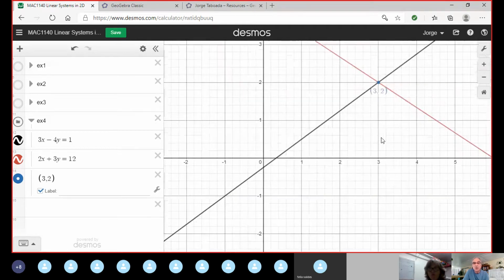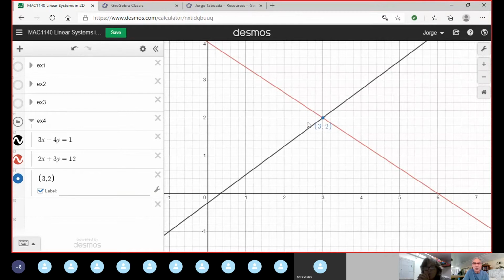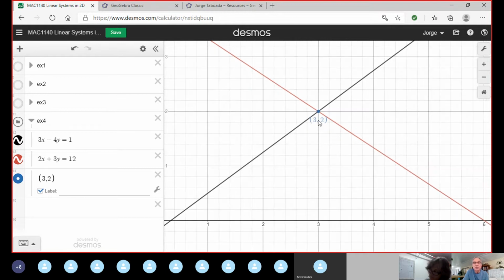Oh, there you go. Make it zoom. So the black equation was equation number 1. The red equation is equation number 2. And the common point, the intersection, is the point (3, 2). It is the solution. End of the story. Any questions on 2D? Do you understand 2D very well?